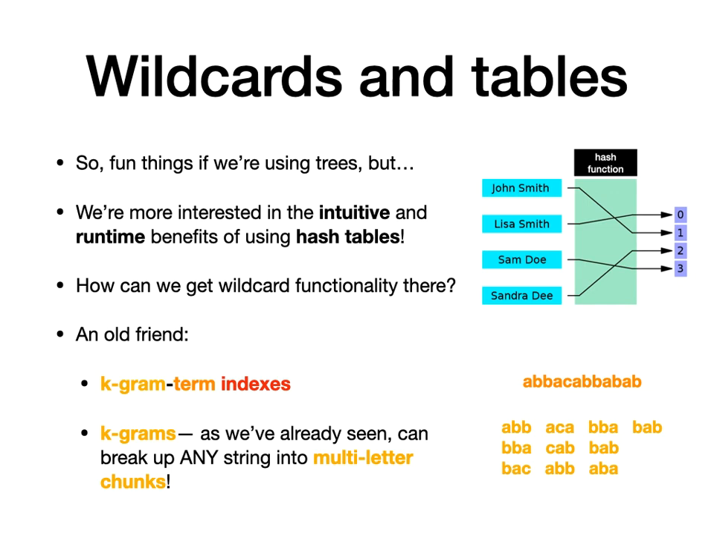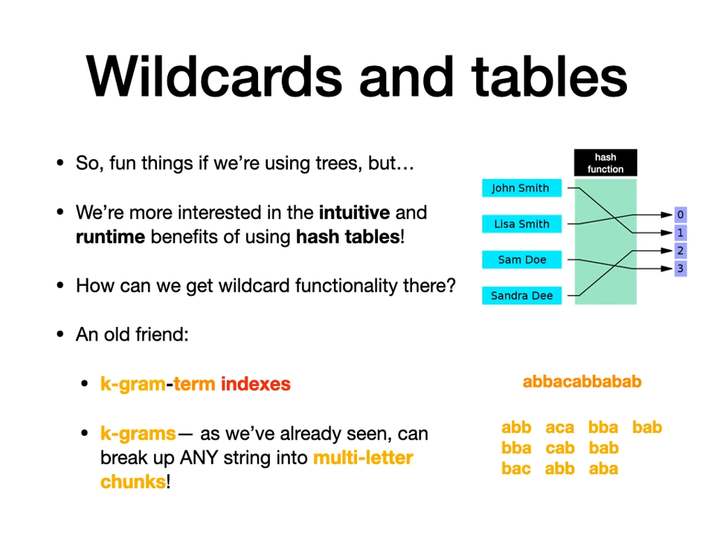Cool stuff if we're using trees, but we are definitely more interested in the intuitive and runtime benefits of hash tables. Now remember, hash tables are these very fast, lightweight systems of looking things up directly by a string, a name, a term, that kind of thing. So how do we get wildcard functionality here? The answer is that we've already touched on how we can do that with kgram term indexes. Kgrams, our old friends: we can break up any string into the subcomponents of multi-letter chunks. We can do that to terms now.